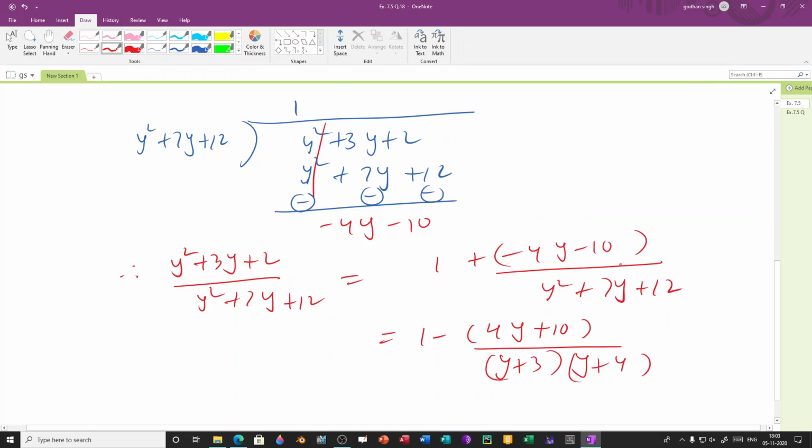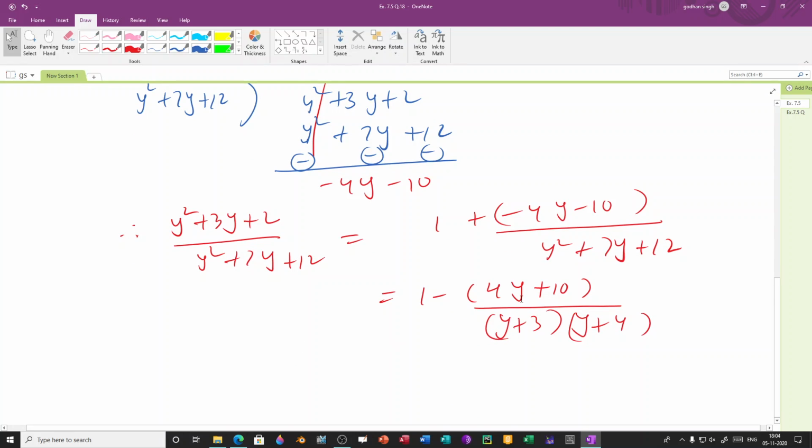Already in an earlier exercise we have learned how to solve integration of the form px plus q over ax square plus bx plus c. So that method also can be used, but here we will be using the partial fraction method. We know the integration of 1, so it's not a big problem. For the second part, we'll do the partial fraction of 4y plus 10 over y plus 3 into y plus 4, and then we'll integrate by putting the value of y as x square. So let us solve this further.